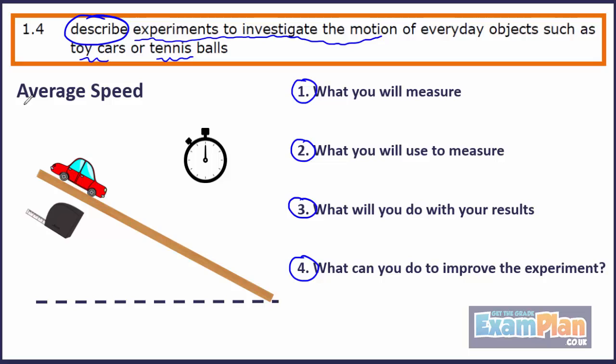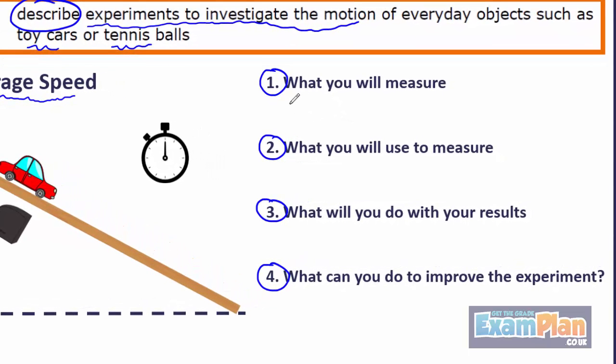The first investigation we will apply this to is measuring the average speed. Number 1. Well, what will we measure? Well, to find speed, we need to measure the distance and the time. What will we use to make these measurements?